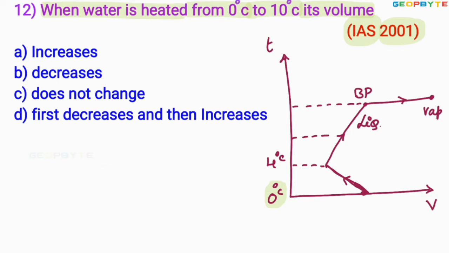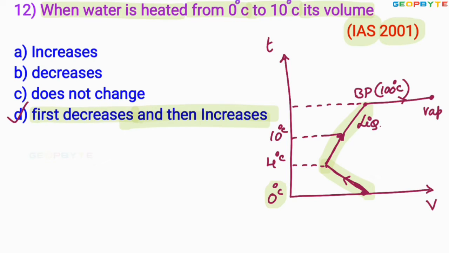Anyhow, if you observe the diagram closely, by the time we are heating the water from 0 degree centigrade to 10 degree centigrade, because the boiling point is at 100 degree centigrade at atmospheric pressure, initially the volume decreases up to 4 degree centigrade. Thereafter, along with temperature, volume occupied by the water increases. Therefore, look at option D. First decreases, then increases. Option D is absolutely correct. I hope all of you got my point.